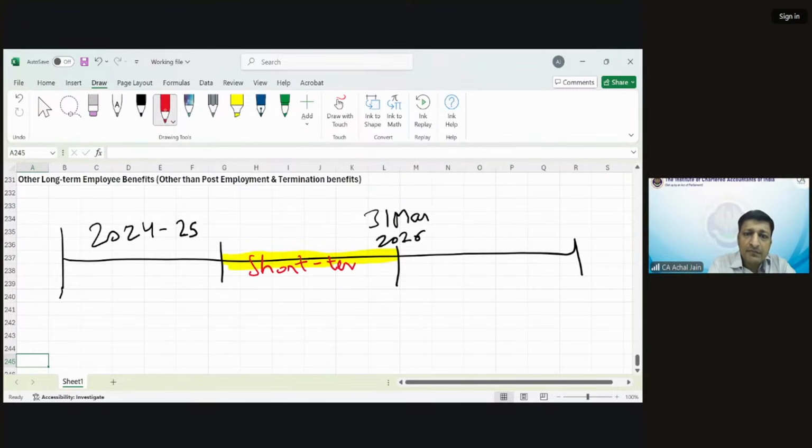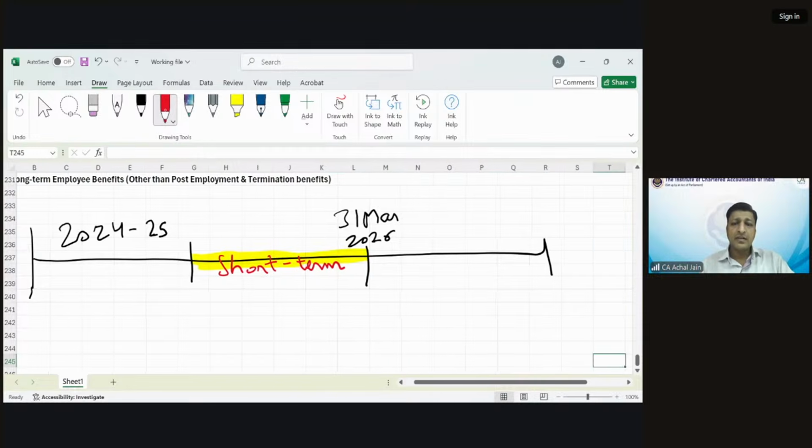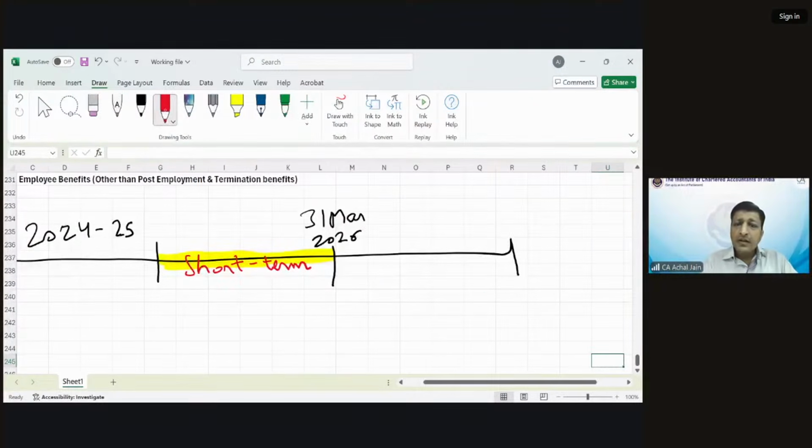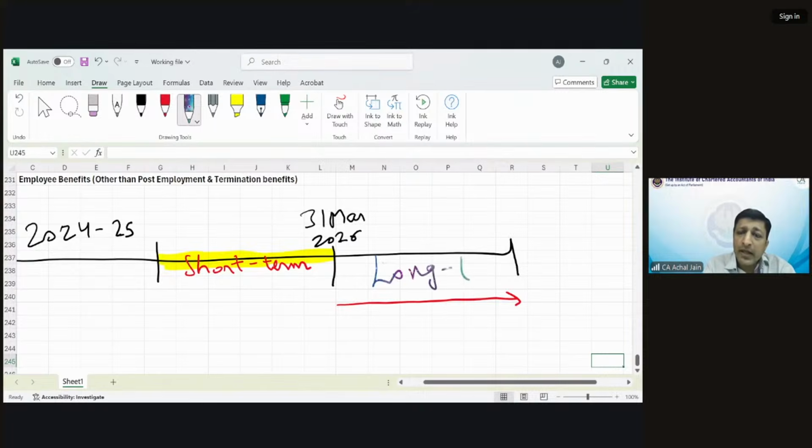Correct. Now what is long-term? Any benefit which becomes payable after 12 months from the balance sheet date. Now what is that period? This period. After 12 months means after 31st March 26. That is what you call as long-term employee benefit.